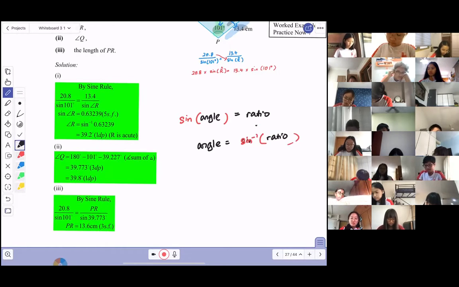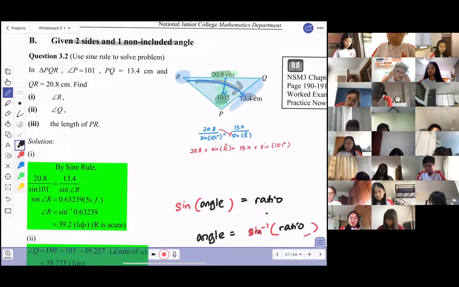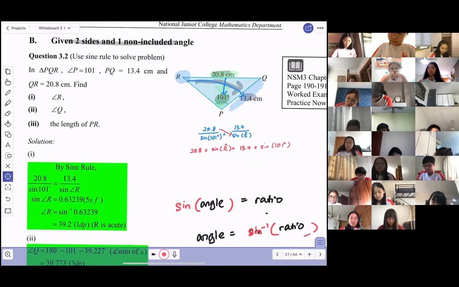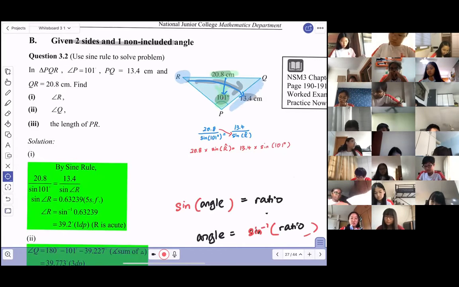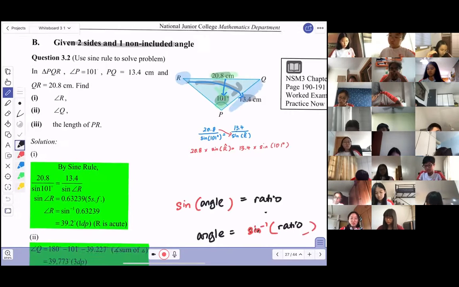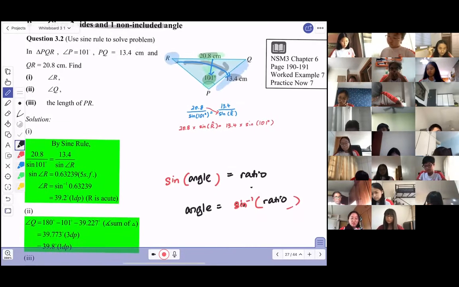Part 2 should be easy. Among all the things that you do, don't forget that you know your angles and polygons from JH1. Mathematics is like that, they build a lot of things from the past. And this is just sum of angles in a triangle. So that gives you part 2, 39.8.